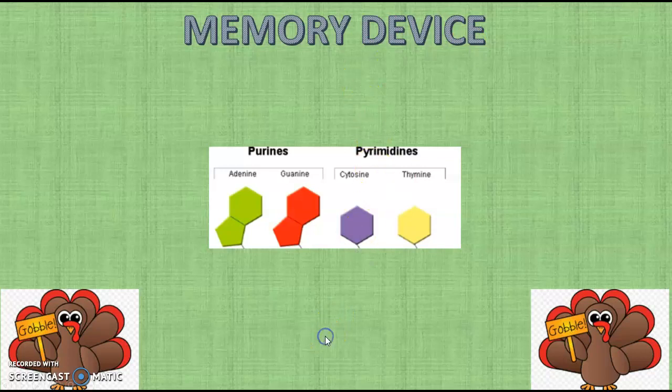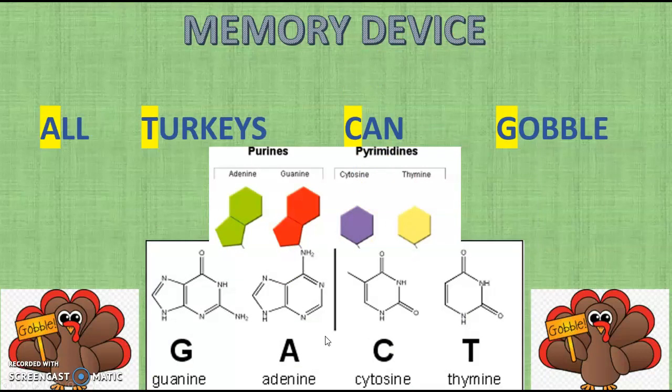Now, when it comes to who pairs with who in DNA, we can use this little gem right here. All turkeys can gobble. So A pairs with T. They're complementary bases. And then C pairs with G.